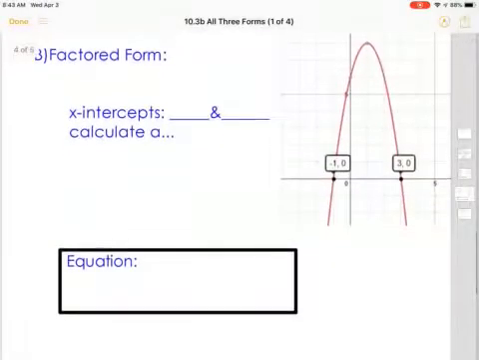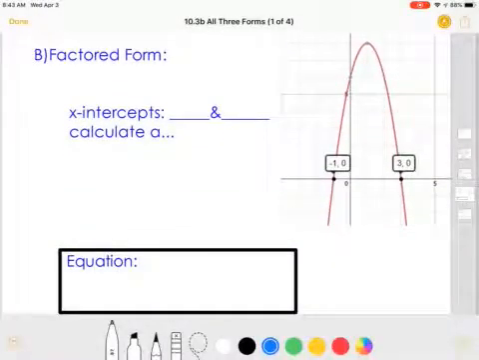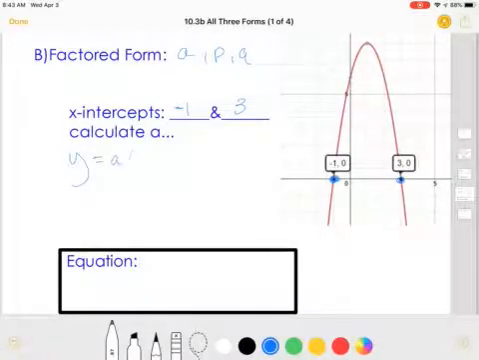So factored form. Well, factored form, we need to know our a value, our p, and our q, right? So we need our x-intercepts. Well, we've got our x-intercepts (negative 1, 0) and (3, 0). So we have our p and our q. Well, then we still need our a value, so there are a couple different ways we could do this. We could find it algebraically by plugging everything in and finding another x and y value to plug in. Or we could just use our shortcut. So I'm going to use the shortcut.